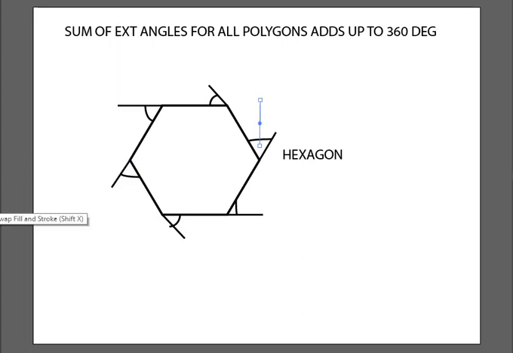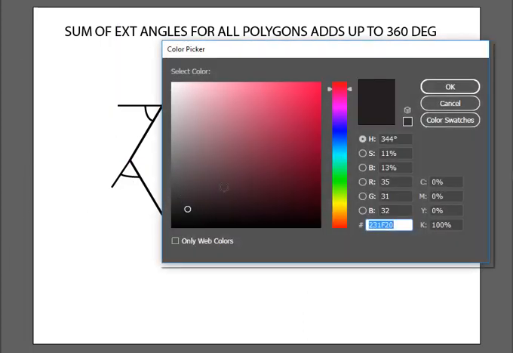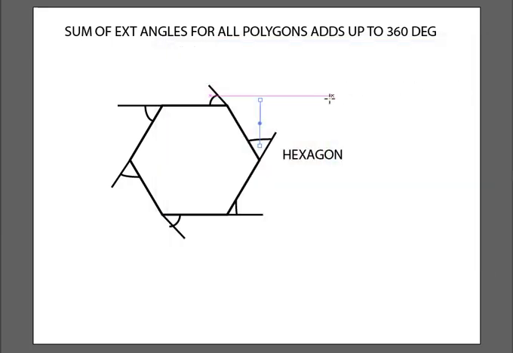I'm going to label them in a different color, and I'm going to make it a bit bigger. Something like that. Now you can clearly see this angle, we call it an exterior angle, right?